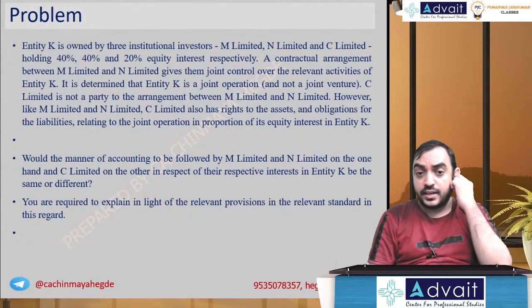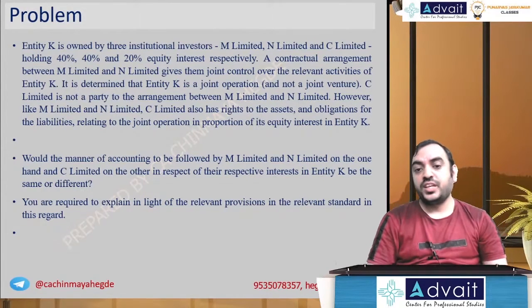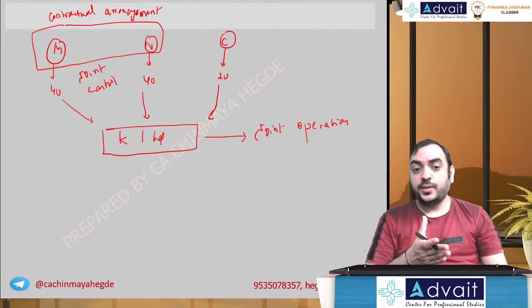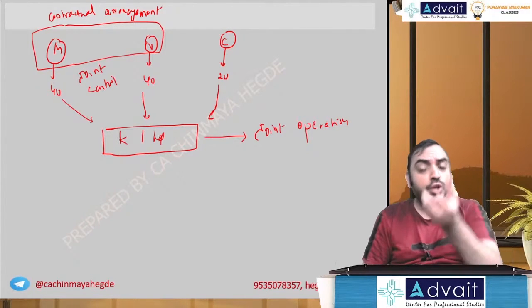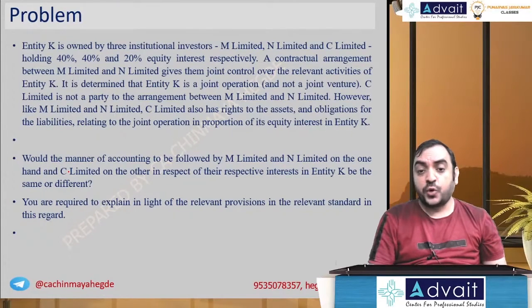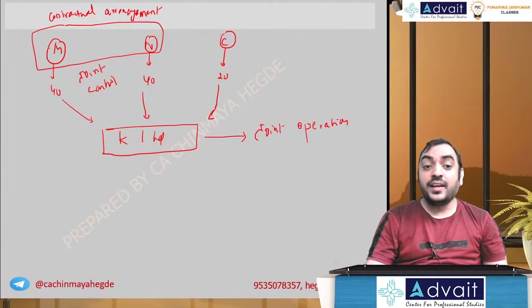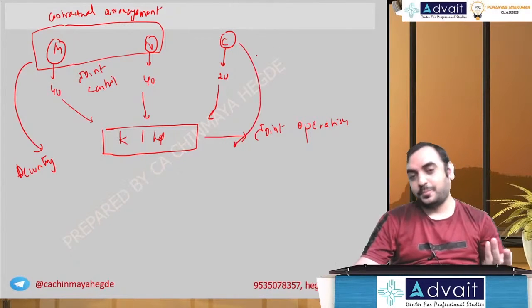However, like M Limited, C also has the rights and obligations for liabilities related to the joint operation proportion of equity interest in entity K, which means C is not part of the joint contractual arrangement. C is not part of the joint control, but just like M and N have 40%, C also has some sort of exposure, equity interest. The question is, would the manner of accounting by M Limited and N Limited on one hand and C Limited be the same? That is, will the accounting of M and N and the accounting of C Limited be the same? That's the question.